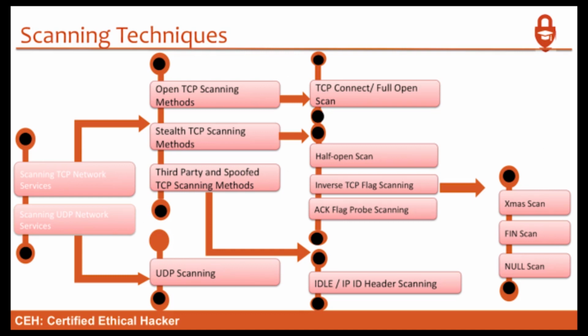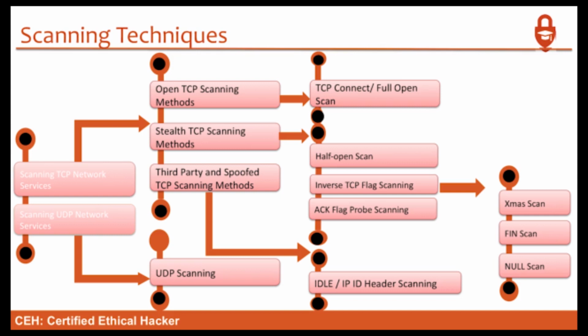So there's scanning TCP network services, scanning UDP network services. So you have UDP scanning, kind of simple on the bottom end there. And you can see that the TCP scanning is a little more complicated. So we have open TCP scanning methods. We have stealth TCP scanning methods. We have third-party and spoofed TCP scanning methods.